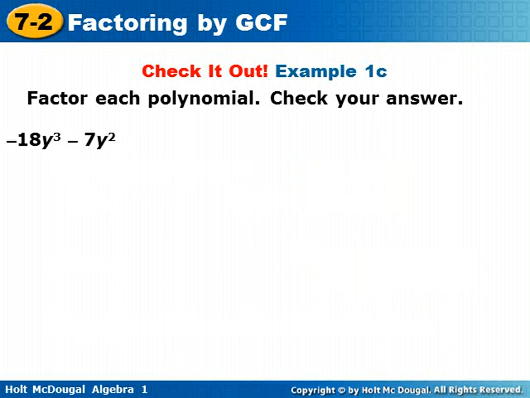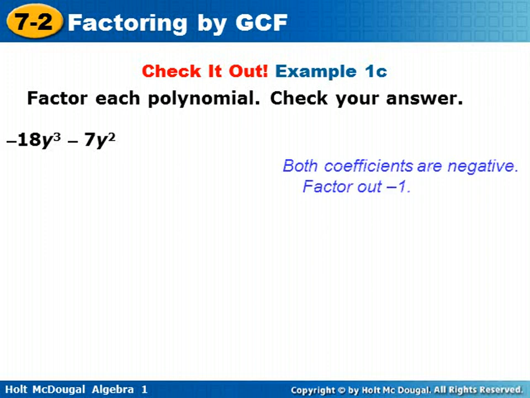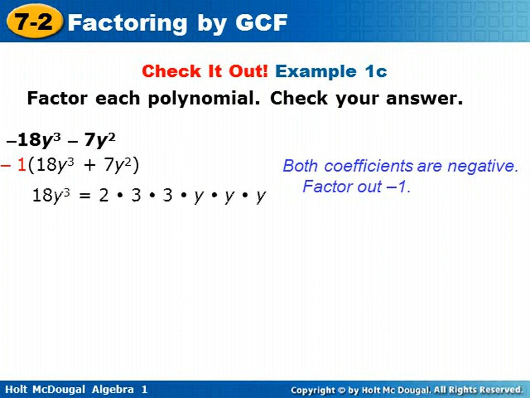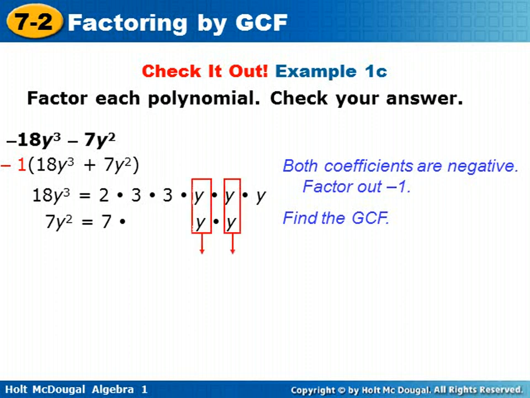Here's another example for you to try, and then you can check your answer. If you noticed, both coefficients for the terms were -1, so we're going to factor out a -1, and we get -1 times 18y to the third plus 7y squared. Now we're going to find the greatest common factor between the two terms. 18y to the third is 2 times 3 times 3 times y times y times y. 7y squared is 7 times y times y. Lining up our like terms, we have a y and a y. That would be y squared.